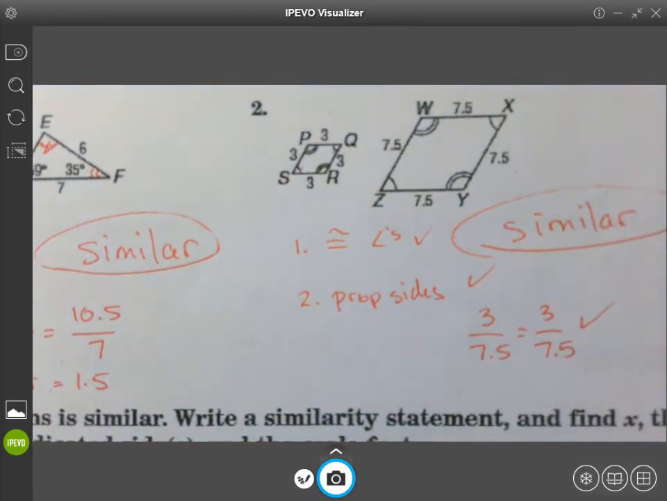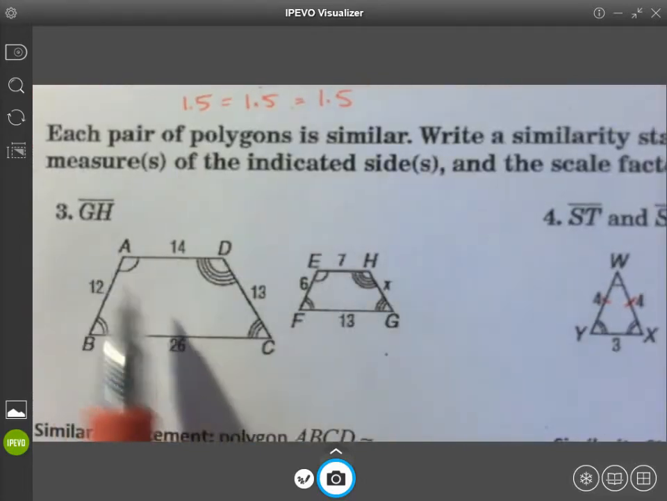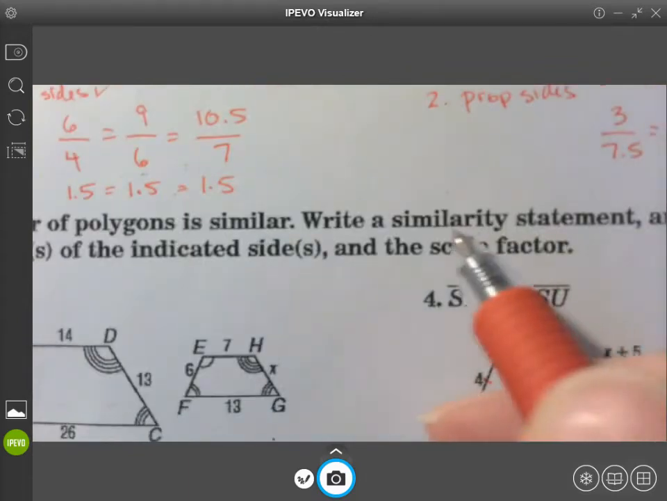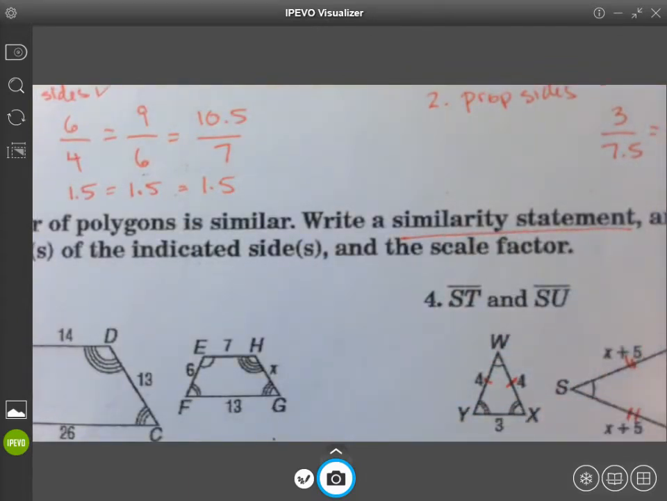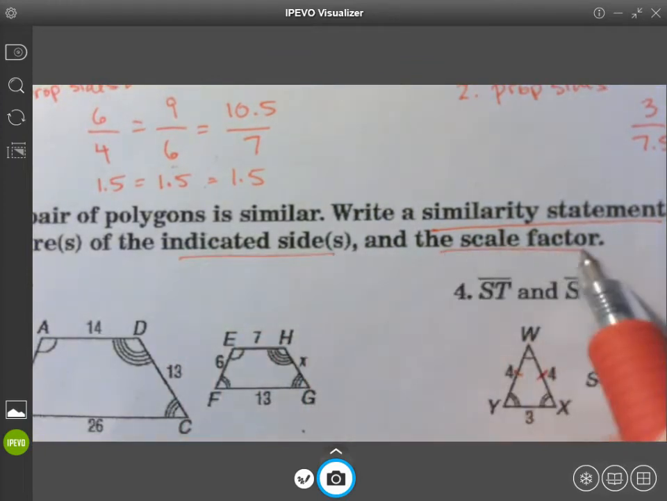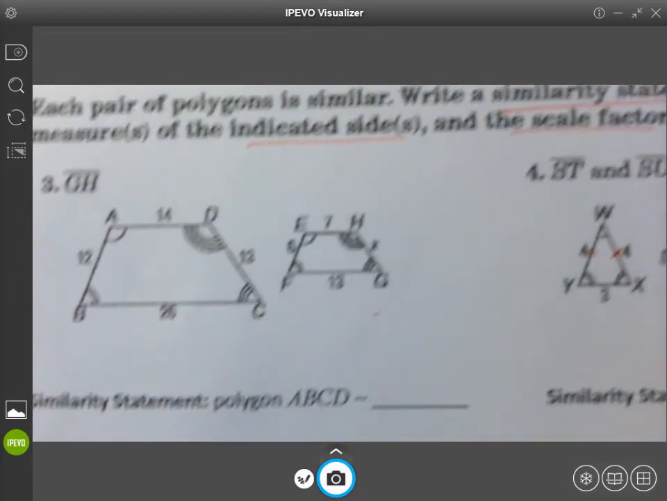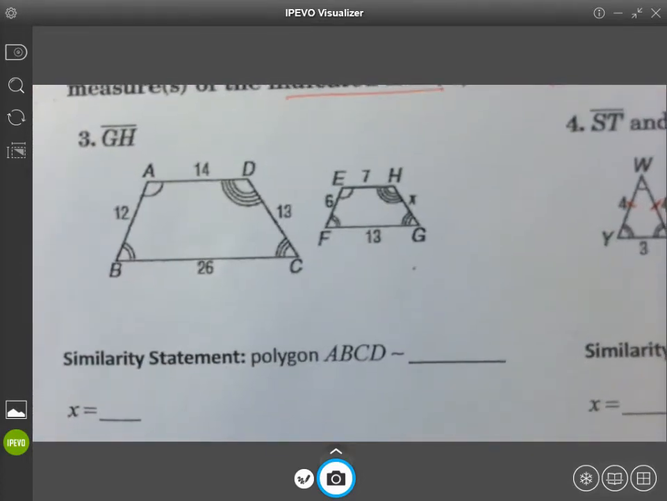All right, let's look at this next set. It says each pair of polygons is similar. So they're telling us these are similar. Write a similarity statement, okay? Find x and the measure of the indicated side or sides, and then the scale factor. I think I might have taken the scale factor out, but we're going to have that as we work with this. So here is what we want to find.